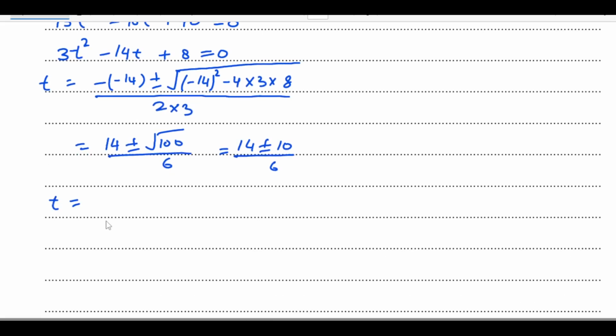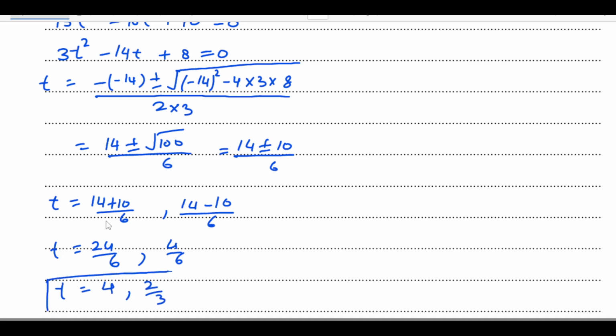So we got the value of t. t is going to be 14 plus 10 once, then we are going to subtract. So this is 24 over 6 and this is 4 over 6. So t is 4 and 2 over 3. So we got the value of t.